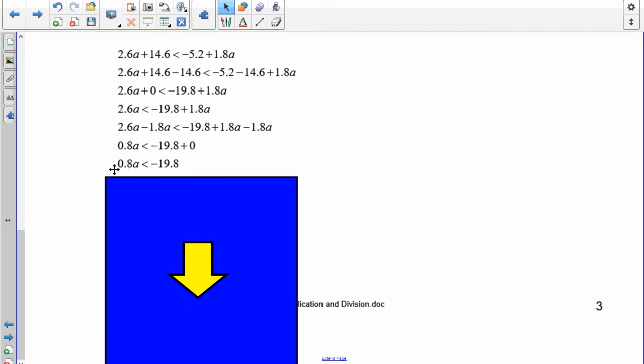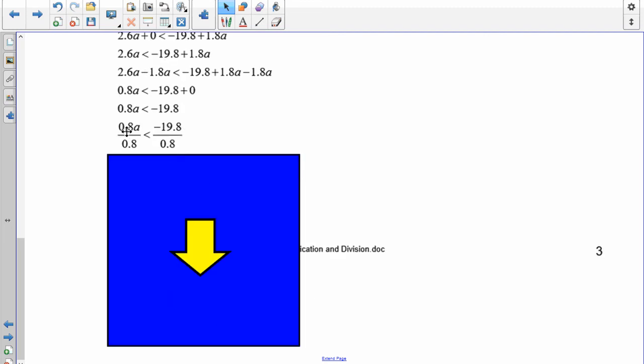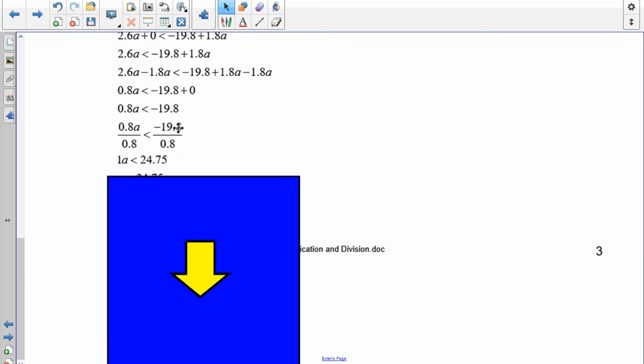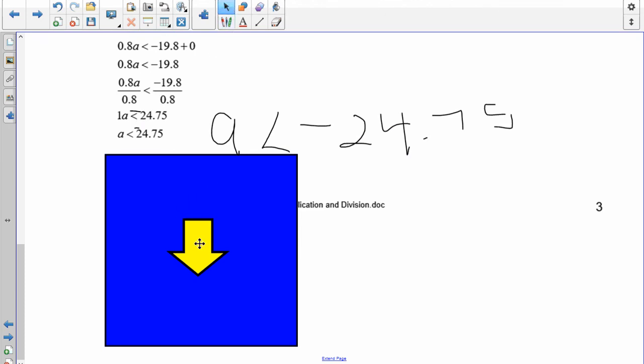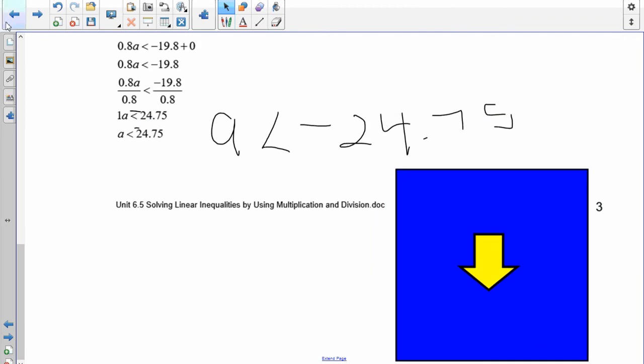I'm multiplying by 0.8, so to undo that, I've got to divide by 0.8. Whatever I do to one side, I've got to do to the other. So this becomes 1. And 19.8 divided by 0.8 is 24.75, and a negative divided by a positive is a negative. All right, so that should be a negative there. Of course, my final answer is a is less than negative 24.75. That's a negative. I'll have to make sure I change that when I do the notes. Okay, so that's that one. Let's go to the next page.